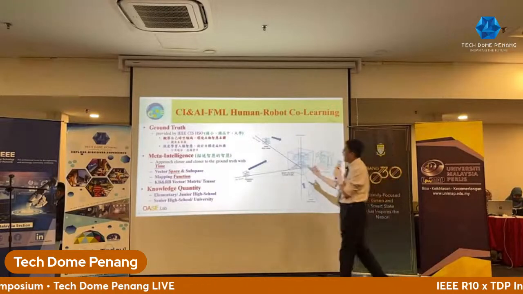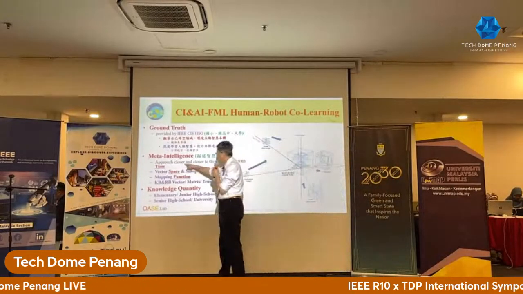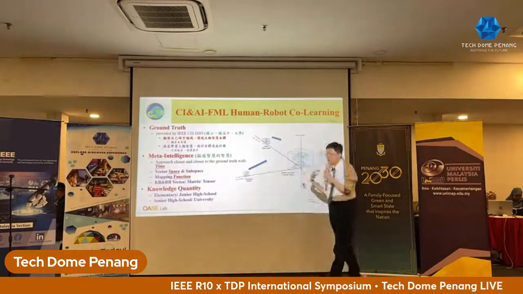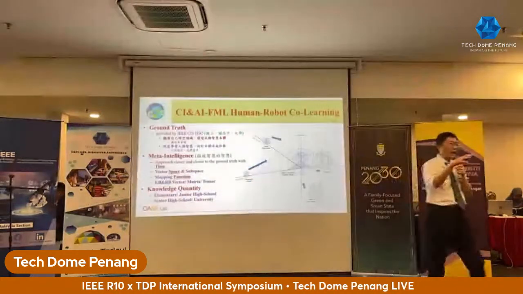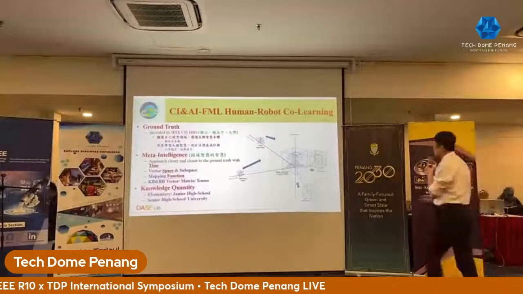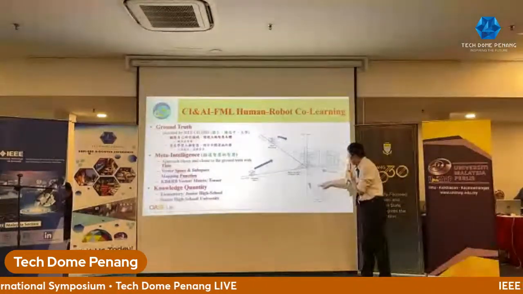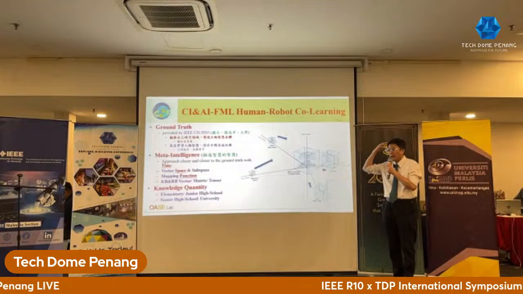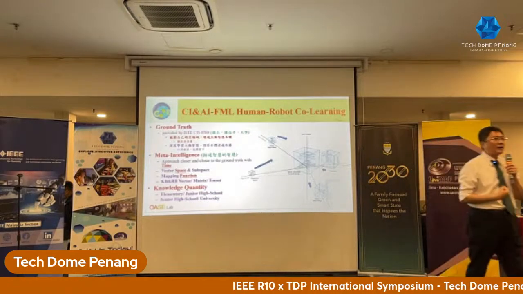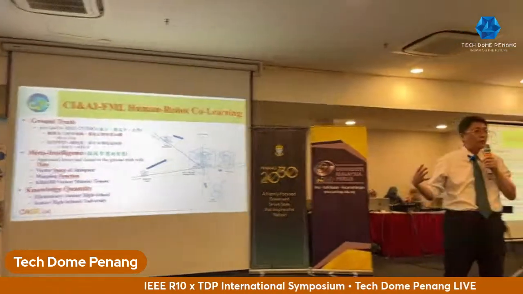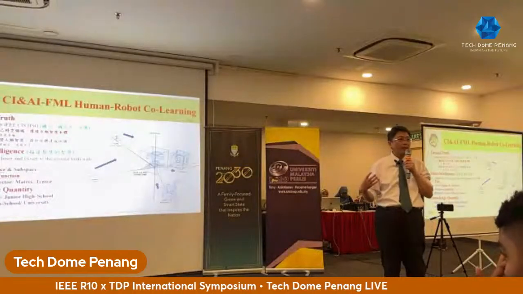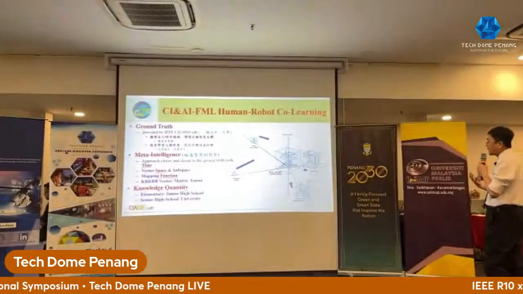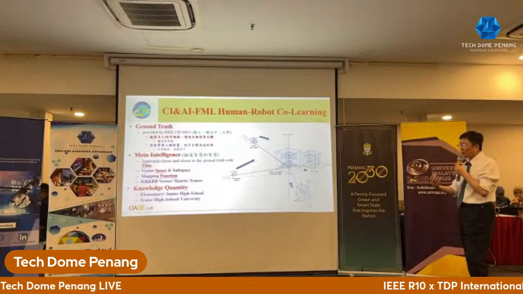So the meta intelligence, including the time and space with the mapping function. So the knowledge quantity is quite different. If you are a high school student, maybe you learn this one and it is okay. If you are an undergraduate student, maybe you should learn more knowledge. But now, because we have large language models, for example ChatGPT or different kinds of large language models, they can help us to co-learn together.